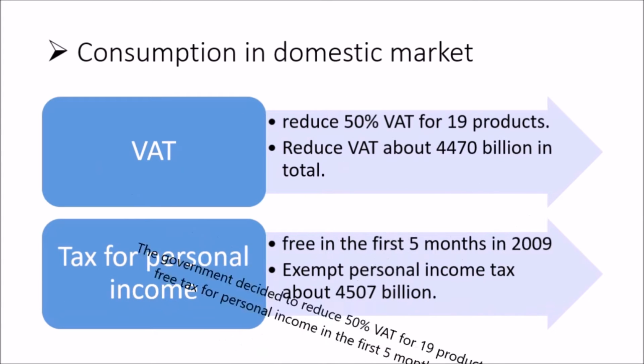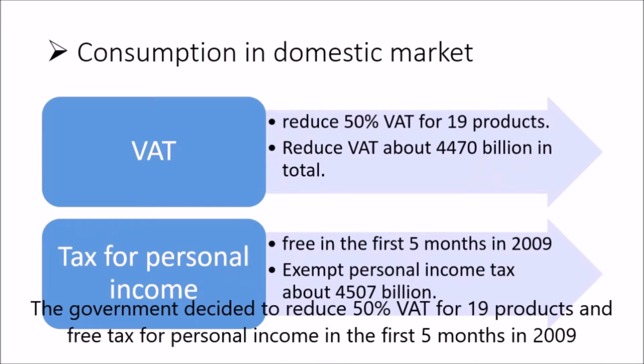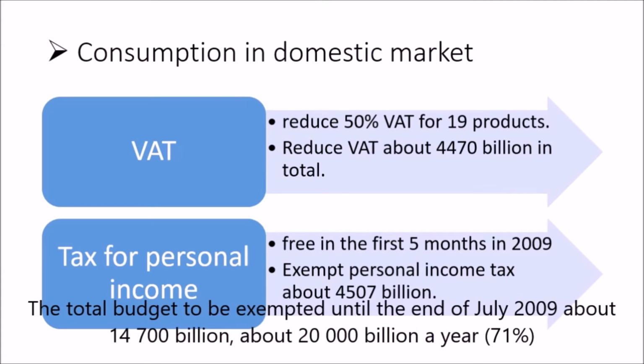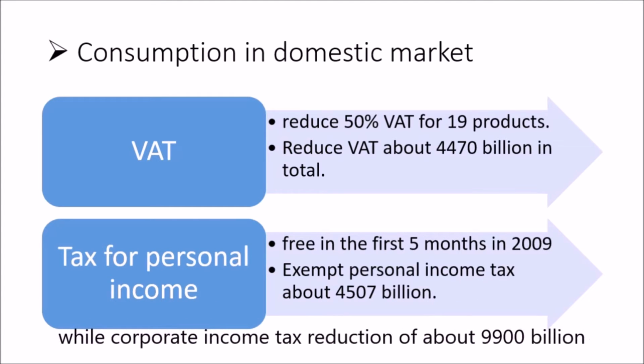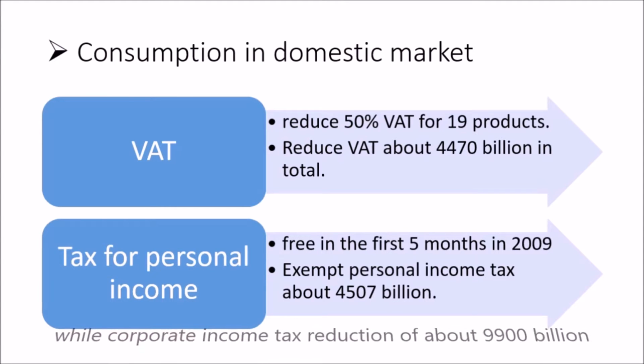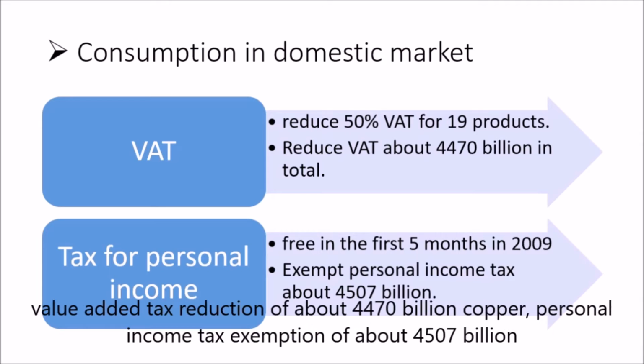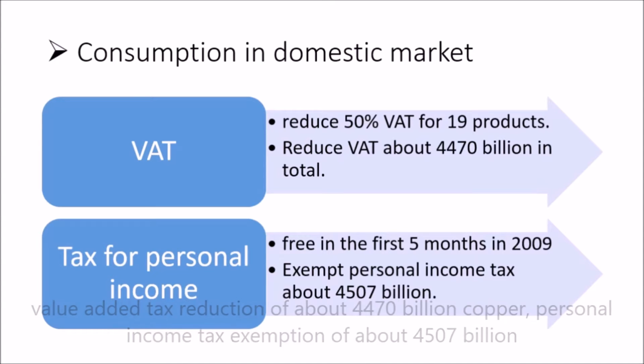The government decided to reduce 50% VAT for 19 products and free tax for personal income in the first 5 months in 2009. The total budget to be exempted until the end of July 2009 is about $14,700 billion. About $20,000 billion a year, 71%, while corporate income tax reduction of about $9,900 billion, value-added tax reduction of about $4,470 billion, personal income tax exemption of about $4,507 billion.